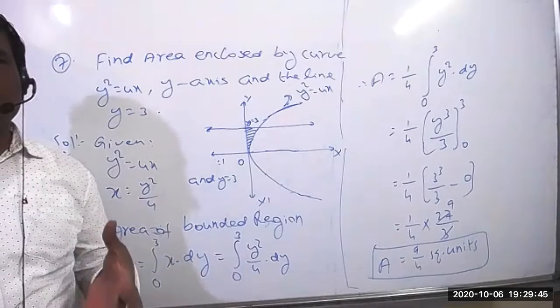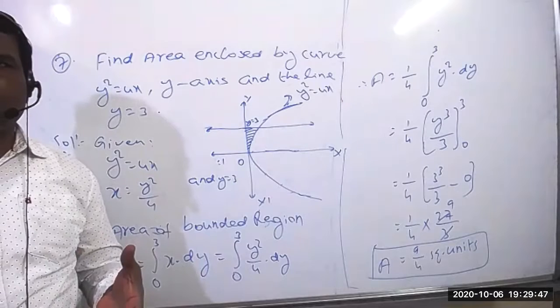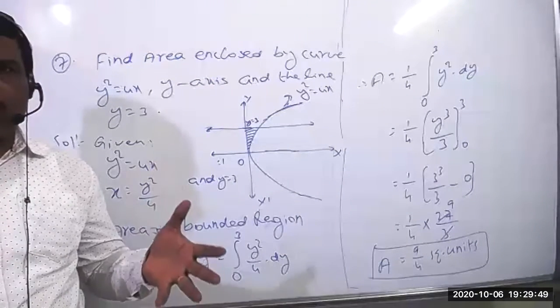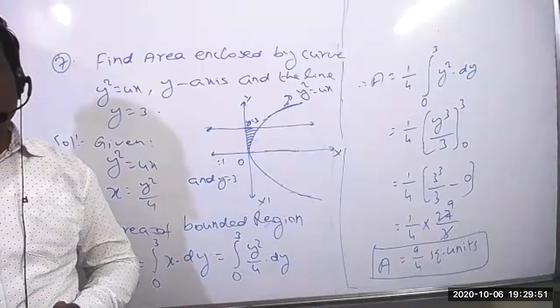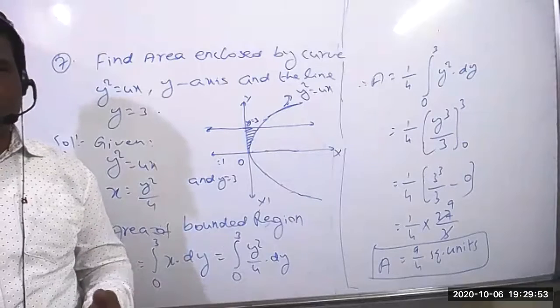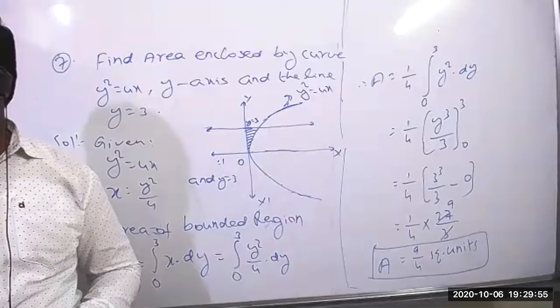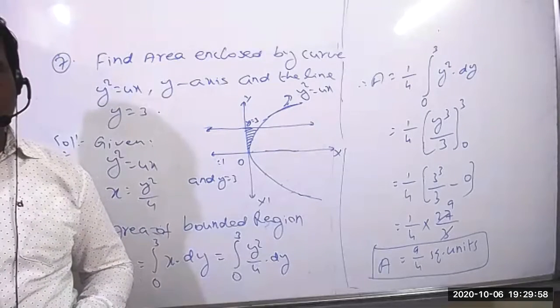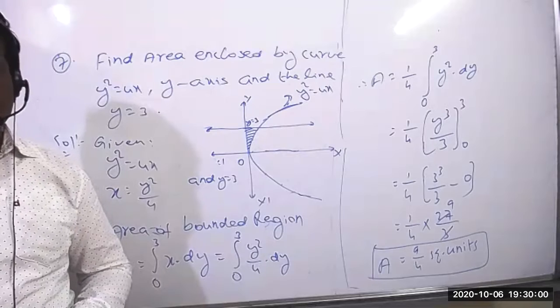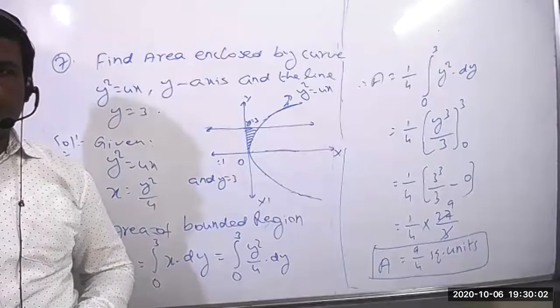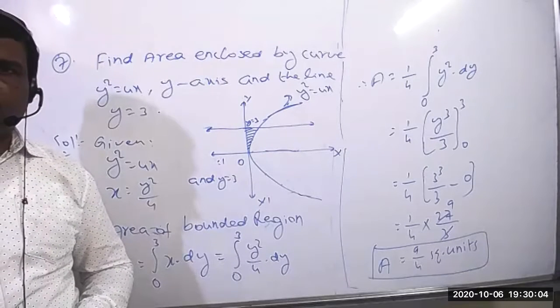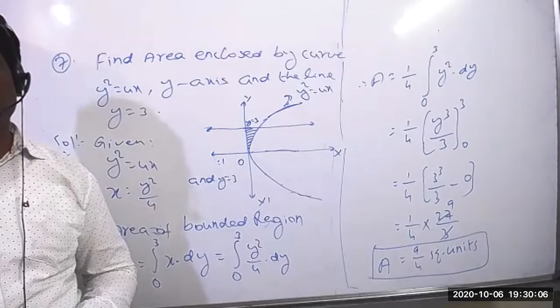So what is the meaning of bounded region? It will be closed by some other curves or lines. That means that the area will be finite. It's not infinite. We are not getting the infinite area. It's not at all possible, because if you take the infinite area, then how can you calculate that?